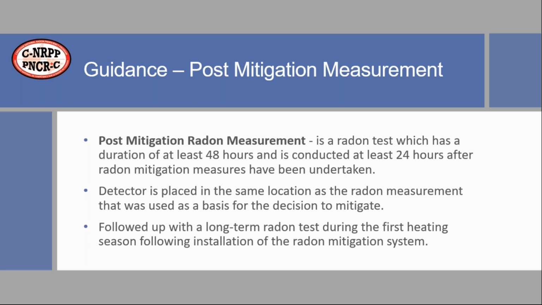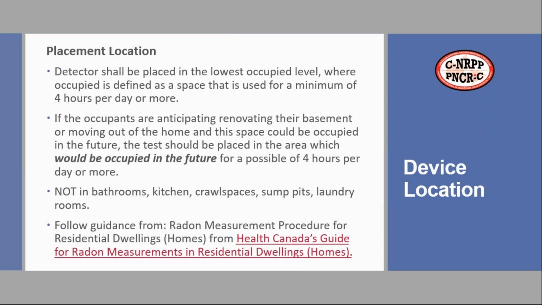Okay, and we referred to this a little bit before, but just to be clear, a post-mitigation radon measurement is a radon test which has a duration of at least 48 hours and is conducted at least 24 hours after radon mitigation measures have been undertaken. The detector is to be placed in the same location as the radon measurement that was used as a basis for the decision to mitigate. And it must be followed up with a long-term radon measurement test during the first heating season following the installation of the radon mitigation. So again, a 2-step process. A short-term post-mitigation radon measurement shall be followed with a long-term radon measurement test.